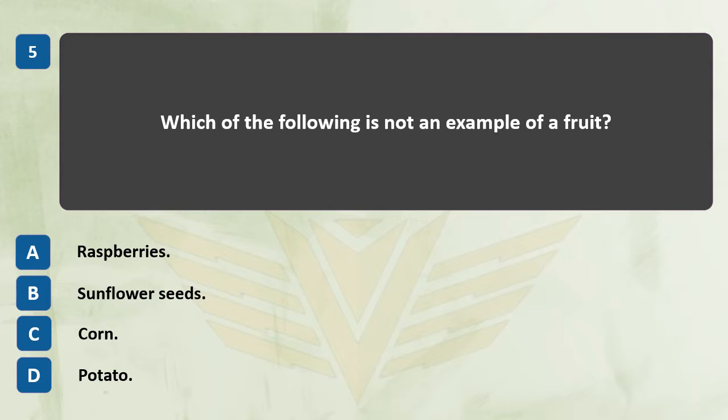Which of the following is not an example of a fruit? A. Raspberries, B. Sunflower seeds, C. Corn, D. Potato.